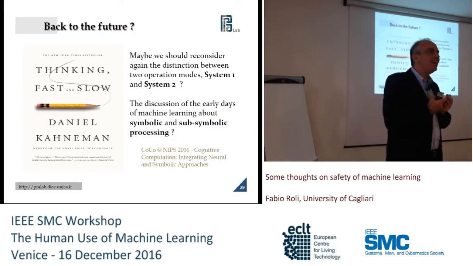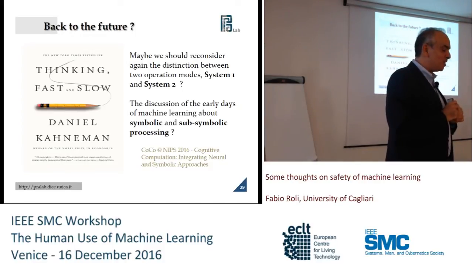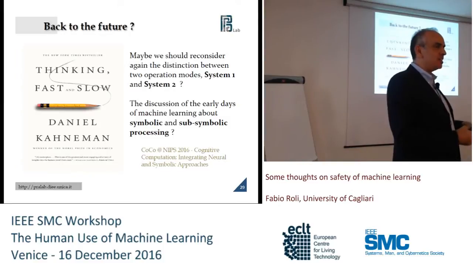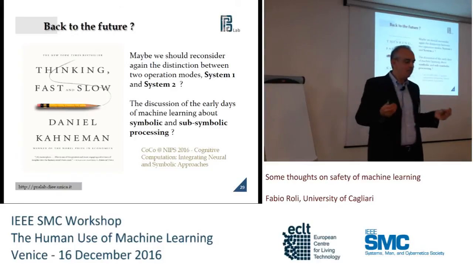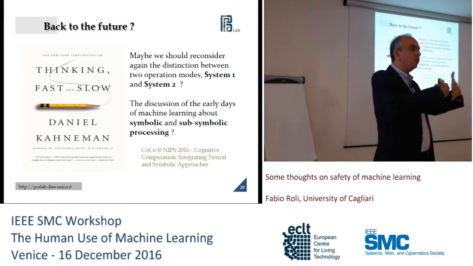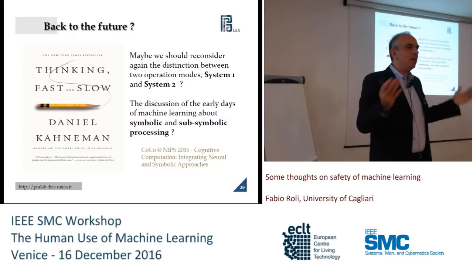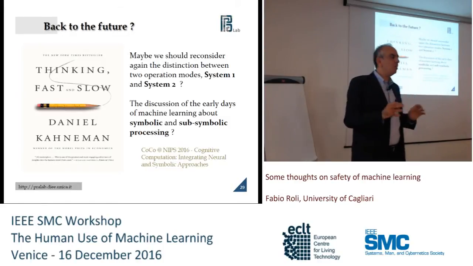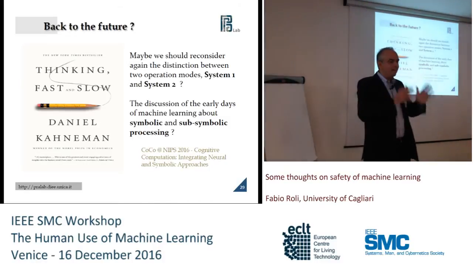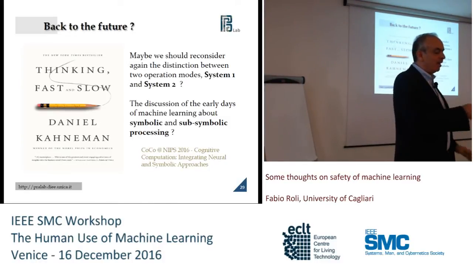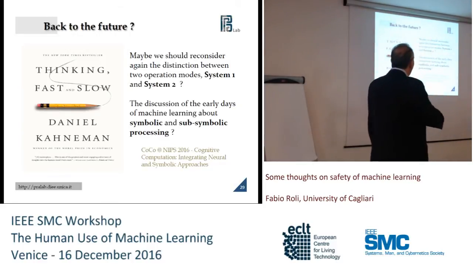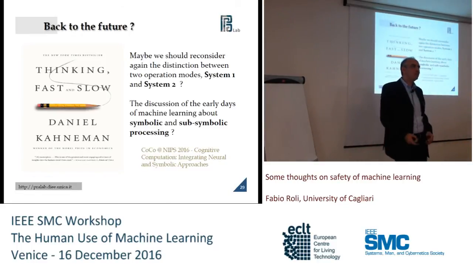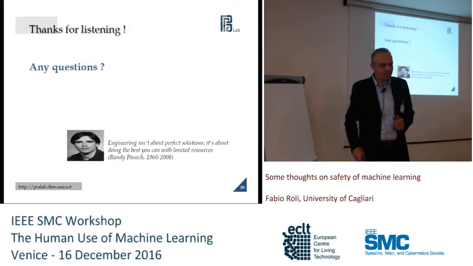Because in the 80s, when I was doing research in machine learning, there was a strong emphasis on the dichotomy between symbolic and sub-symbolic processing. A lot of papers about how to integrate neural and symbolic methods and so on. Then for 10, 50 years, nothing more. Just statistical learning theory. Now again, this year, a new workshop at NIPS is focused just on how to integrate neural and symbolic approaches. So it's really back to the future, to me, and this is my impression. And okay, thanks for listening.